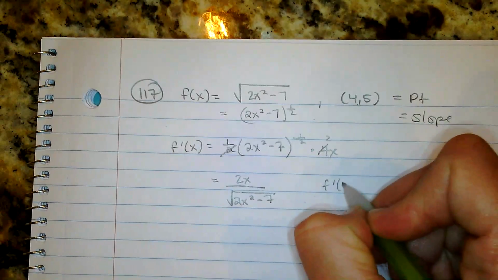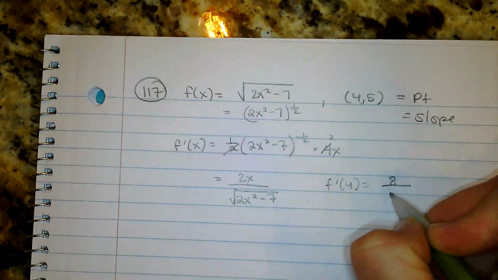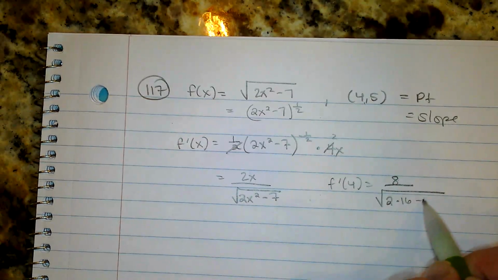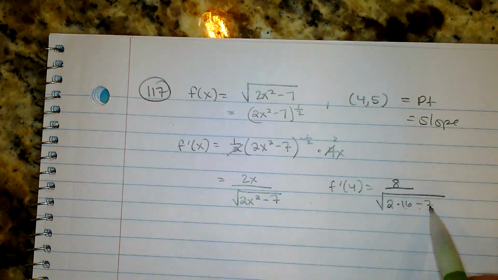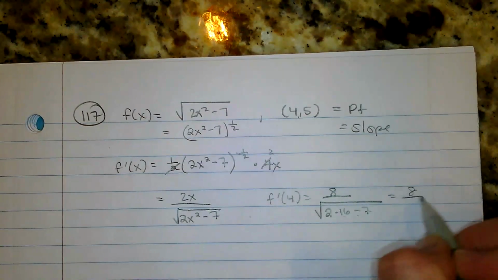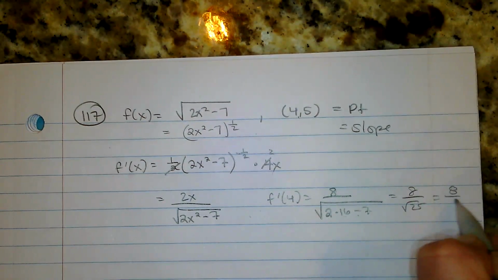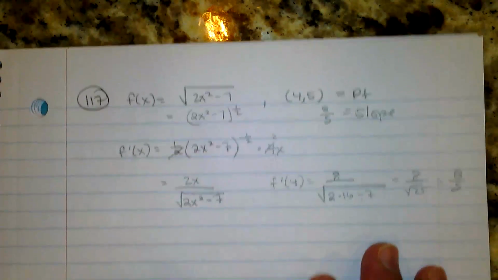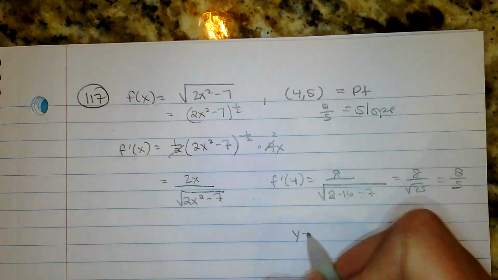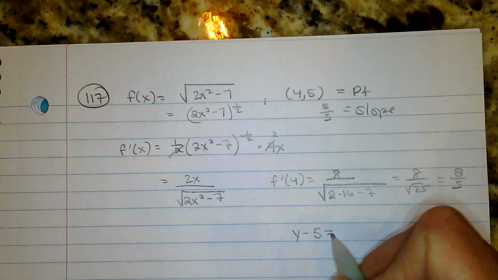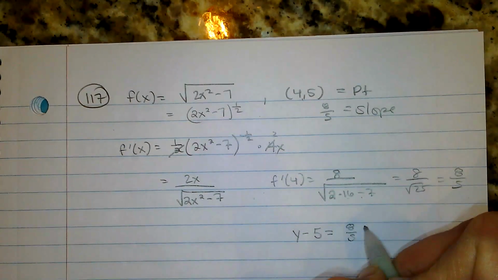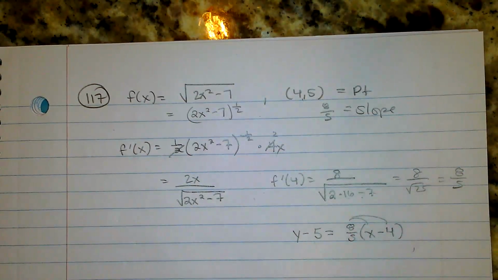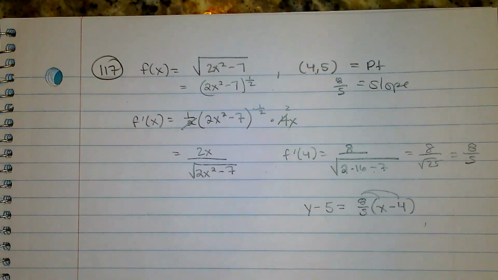We don't need to do much, just plug in 4. So f prime of 4 is 8 over the square root of 2 times 4 squared, which is 16, minus 7. 32 minus 7 is 25. 8 over root 25 is 8/5. So our slope is 8/5. And the equation of our line would just be y minus y1 equals your slope, x minus x1, and then if you want to distribute it and then add over your 5 to get it in point slope, you're good to go there.